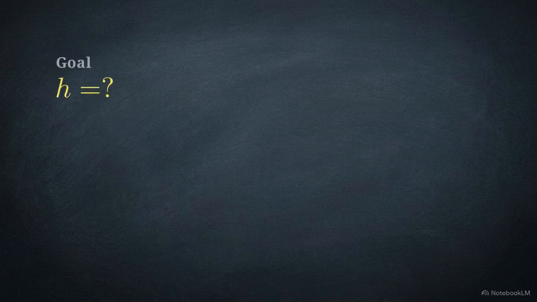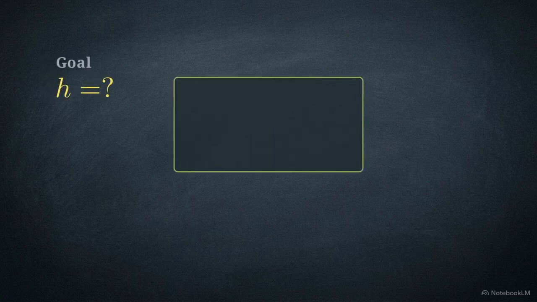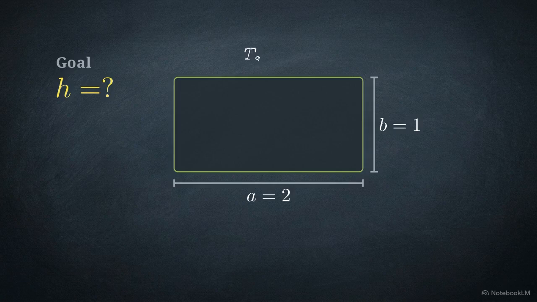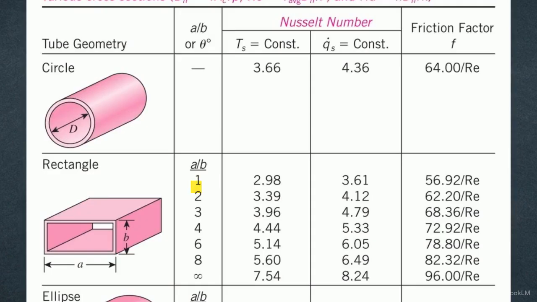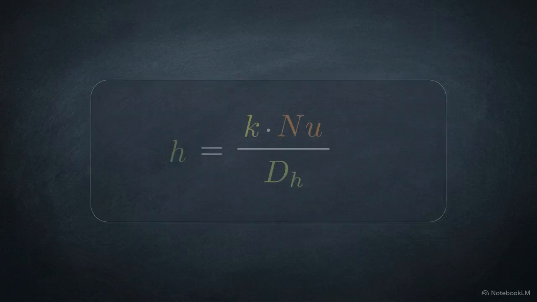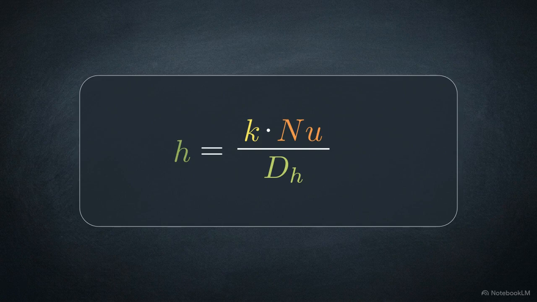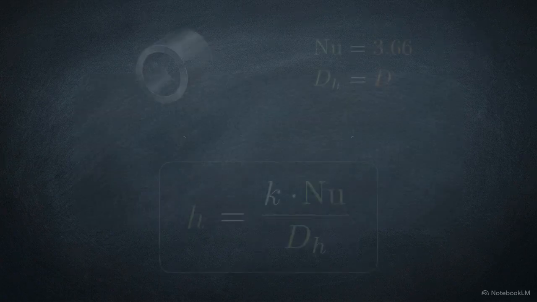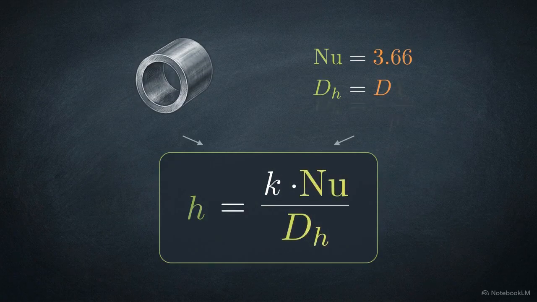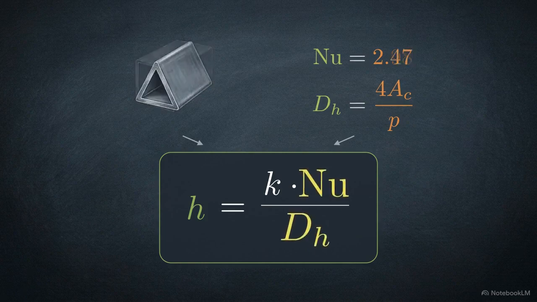Pause and calculate h for laminar flow in a rectangular duct, where side A is 2 and side B is 1. Use constant surface temperature and fluid conductivity of 0.6. Looking at the table for a rectangle with an A to B ratio of 2, we find a Nusselt number of 3.39 under constant temperature. With a calculated hydraulic diameter of 1.33 and our conductivity of 0.6, the final heat transfer coefficient is approximately 1.53. Geometry and boundary conditions dictate the constants, but the logic to solve for h remains consistent.